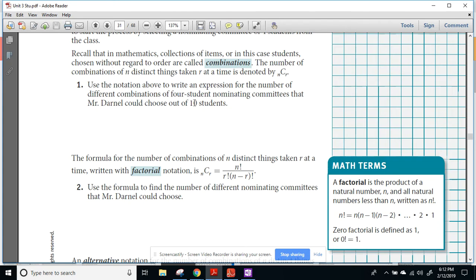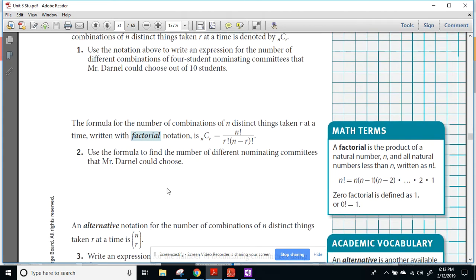We have 10 students, and we're going to choose 4 of them. How many different combinations of students can we come up with? That's what we're talking about right here. That's an N choose R problem. N choose R can be calculated with this formula right here. We just learned what factorial means.